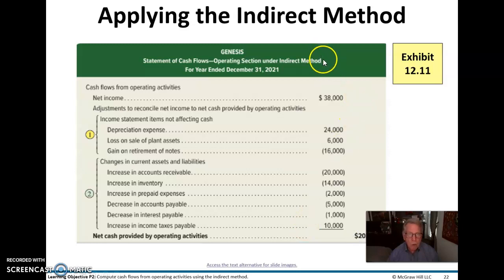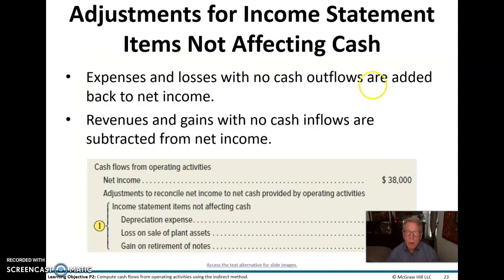And this is just for the operating section of the statement of cash flows. We still have financing and investing activities to do, but this is the first section at 20,000. All right, so adjustments for the income statement items not affecting cash: expenses and losses with no cash outflows are added back to net income, just like depreciation and losses were. Revenues and gains with no cash inflows are subtracted from net income. And as you can see, that's exactly what we did.